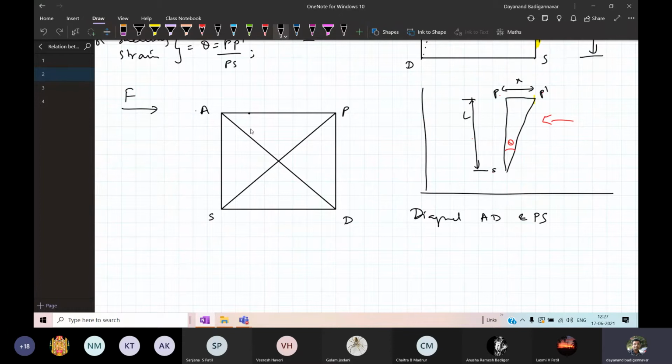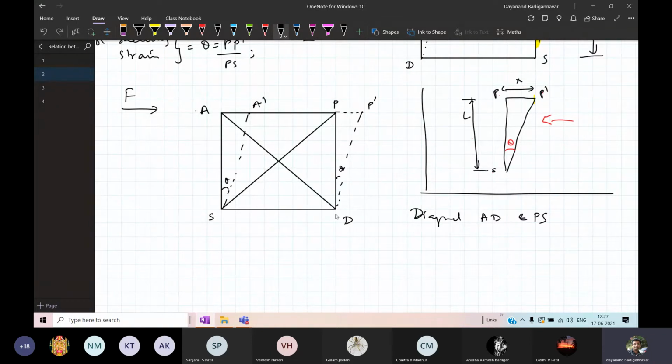Once I apply a force, what happens? The point A shifts to a new point A dash. P will also shift to a new point P dash. So from P, it is going to move to P dash. Therefore, there is a shearing of the angle like this. So this is the shearing angle theta.